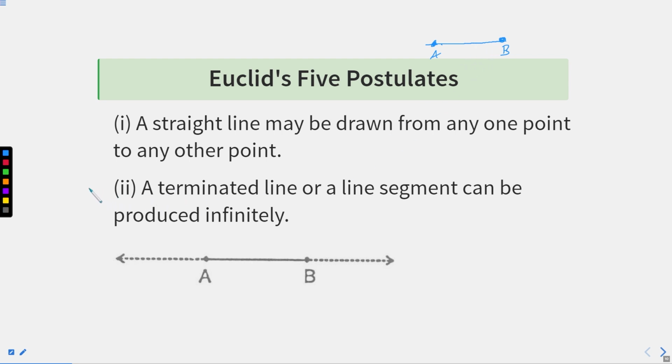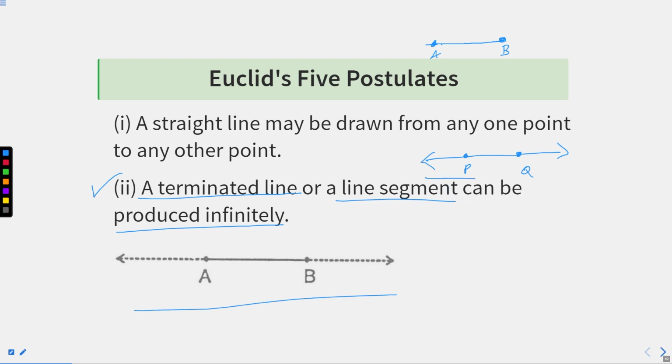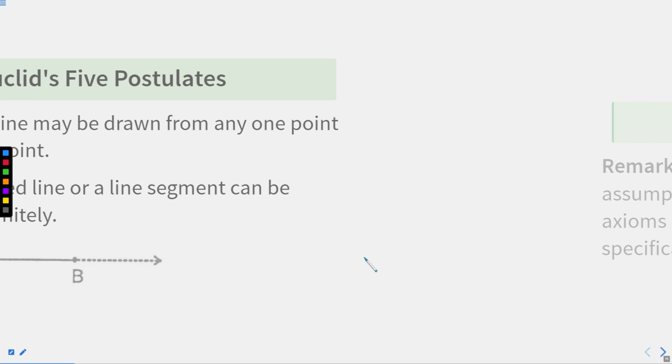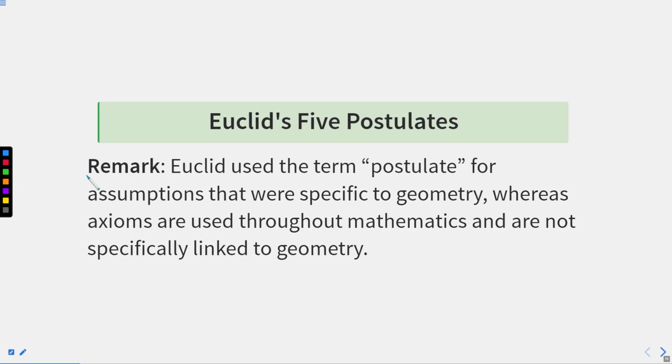Okay. So the second postulate says that a terminated line or a line segment can be produced infinitely. Or you can also say that if a line segment is given with ends P and Q, you can extend it to get your line. Okay. For example, this is given, or this. Let's move on. Now there's a remark.